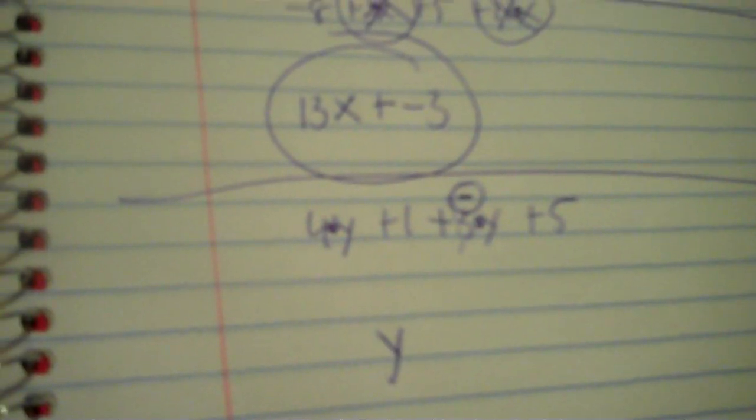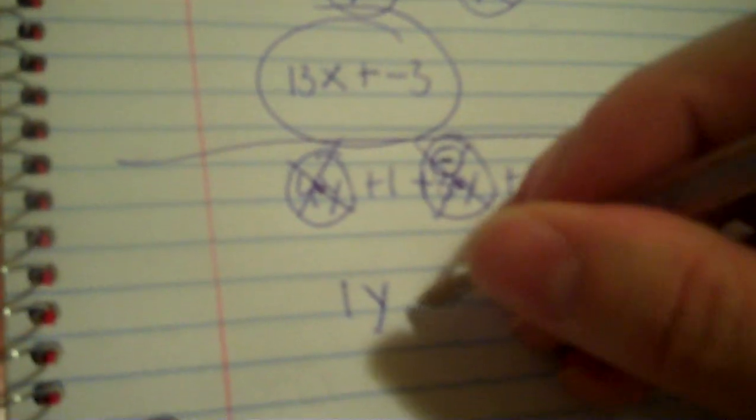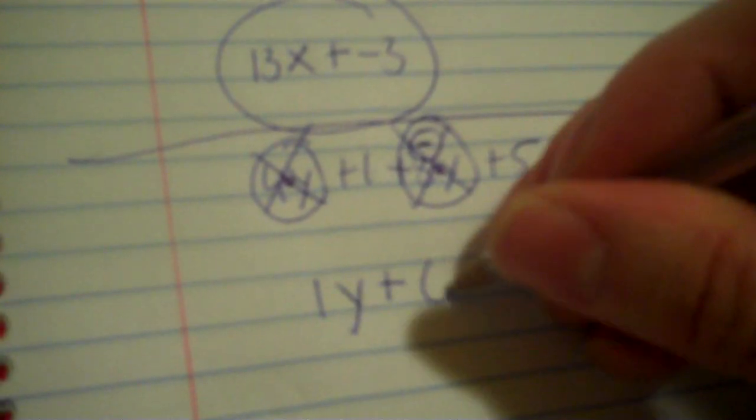Now, find the letter you have, y. What numbers do I have that are times by y? You have 4 and negative 3. So I add those. 4 plus negative 3, that's 1. So I put 1y. Cross them out. Now, what numbers do you have that are not multiplied? 1 and 5. 1 plus 5 is 6. So 1y plus 6.